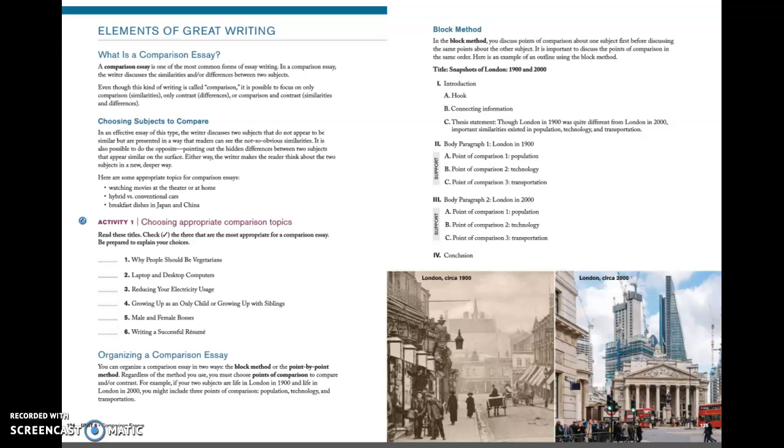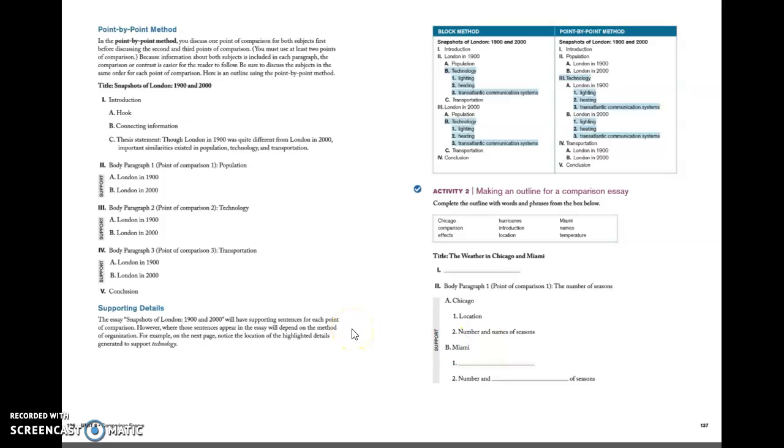You focus first on topic 1, and then you focus on topic 2. Now this has 4 paragraphs, but each of these 2 body paragraphs will be very long because you are talking about 3 different things. So this is called the block method. The point-by-point method, now what it does, the introduction will be the same, the conclusion will be the same, but here I have 3 body paragraphs, and in my first body paragraph, I'm going to talk about point 1, which is population. I'm comparing the population in 1900 versus 2000.